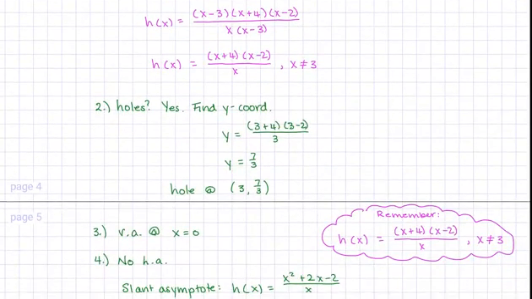Steps 3 and 4, if I use the simplified version, it's actually pretty easy. I can see that the only thing that's going to make the denominator equal 0 is when x equals 0. So there's my vertical asymptote. I don't have a horizontal asymptote because the degree of the top is bigger than the bottom. But it is 1 degree more than the bottom, so I have a slant asymptote.